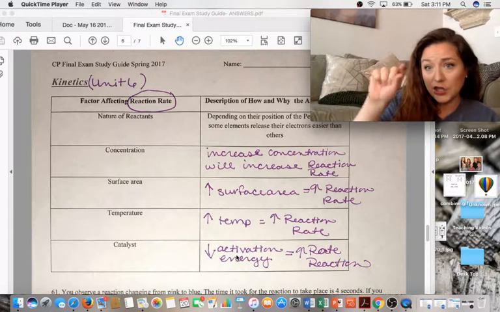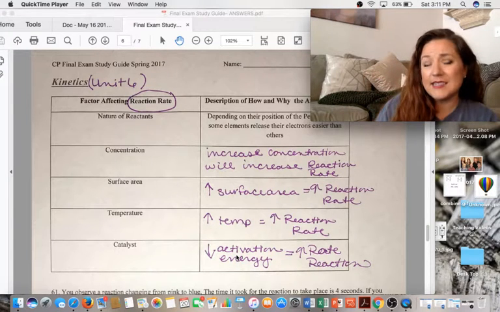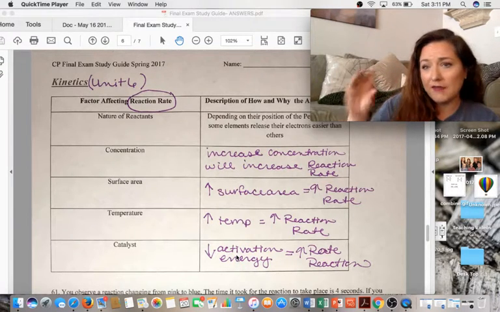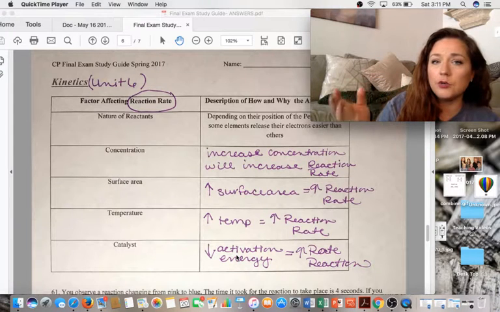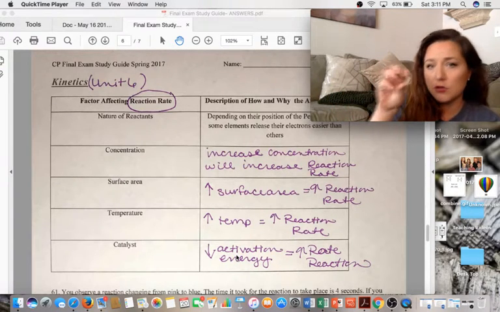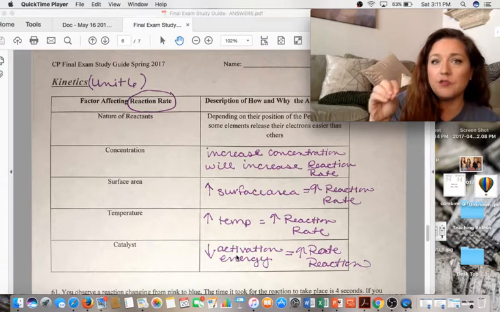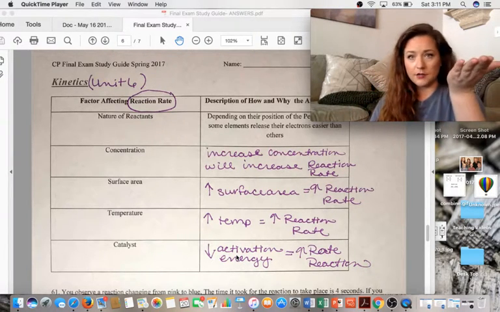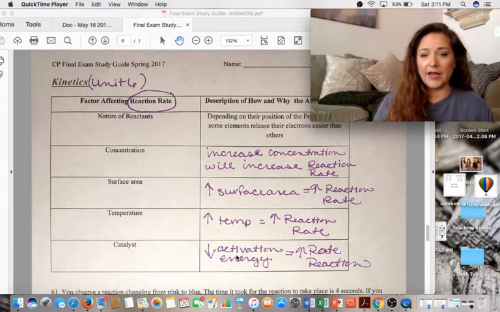But if I had a cube of sugar, it doesn't have a lot of surface area. You have to smash up the rest of the cube to be able to expose those molecules inside for them to bond and to have that reaction. So thus, when you increase surface area, you increase your reaction rate.